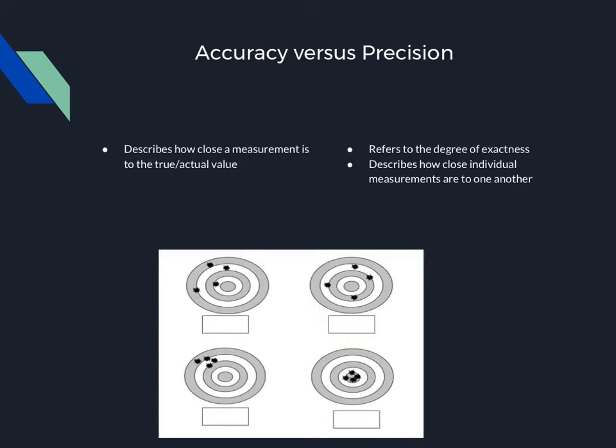Alright, accuracy versus precision. Remember, accurate is how close the measurement is to the true or actual value. So if I was measuring the length of a table, there is an actual length. If I'm accurate, I'm getting really close to that number. If I'm precise, I can measure the table 5 different times and I'm getting numbers that are really close to each other. So my individual measurements are very close to one another.